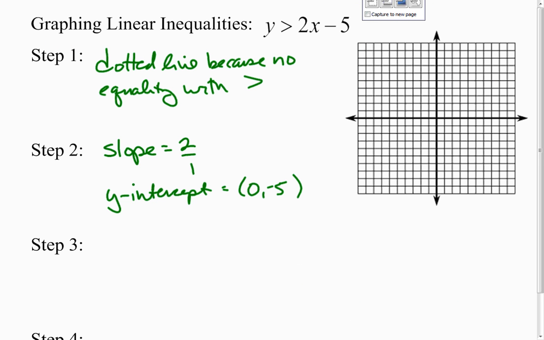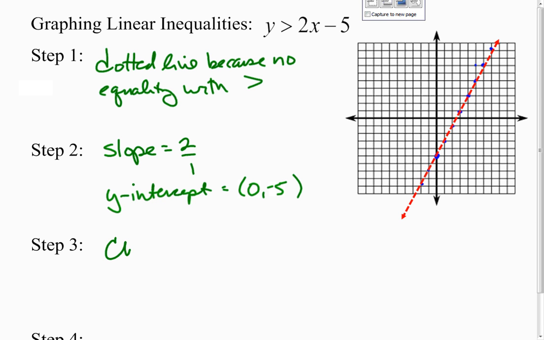So we're going to graph this line. It's going to be a dotted line. We're going to go down here to 0, -5. We're going to go up 2 to the right 1, up 2 to the right 1, and so on. We're going to draw our dashed line. So again, any point on that line is not going to be a solution. Every point on that line is not a solution to this. However, every point on one side of that line will be a solution.